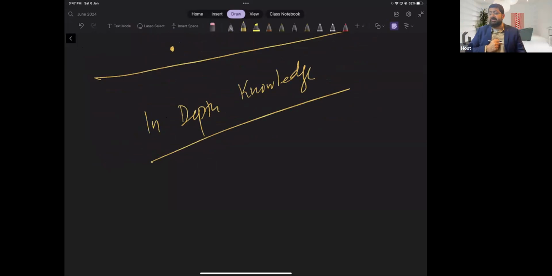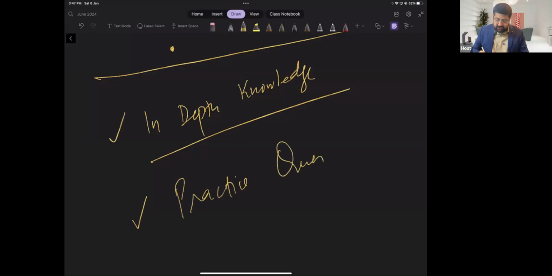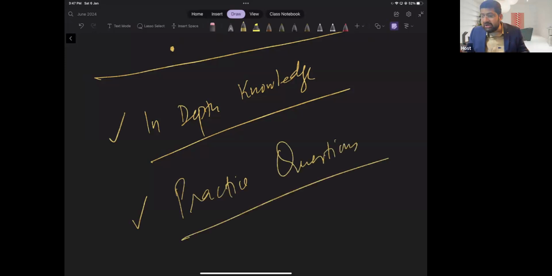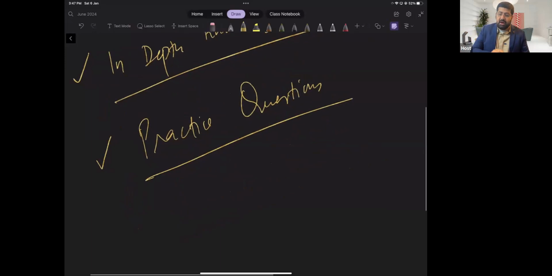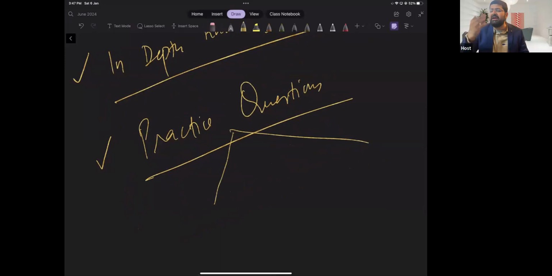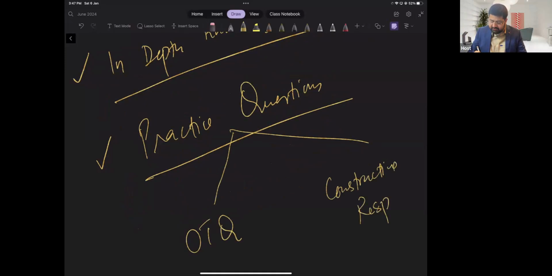And not only that, you need a lot of practice questions, because practice questions are of two types here. There are three types of question in the exam, but broadly we can say one is objective test questions, which are of 30 marks, and the other is constructive response questions, which are of 70 marks.